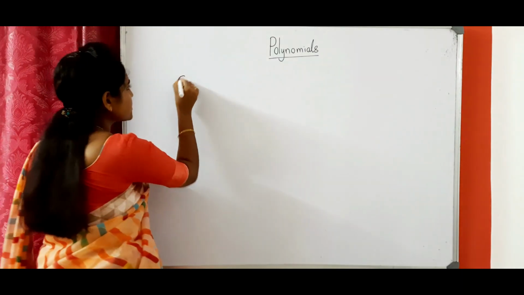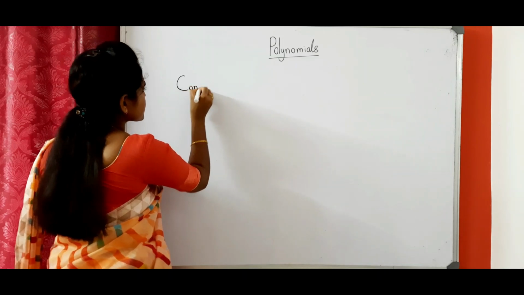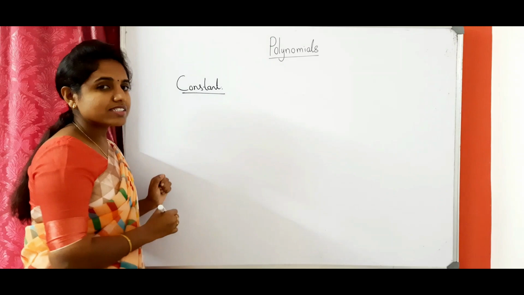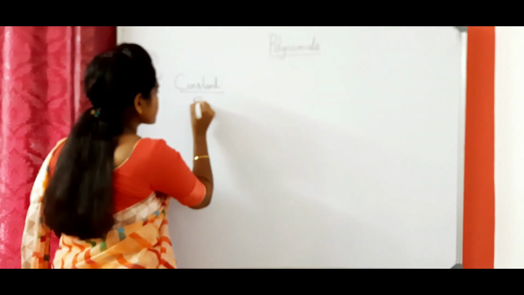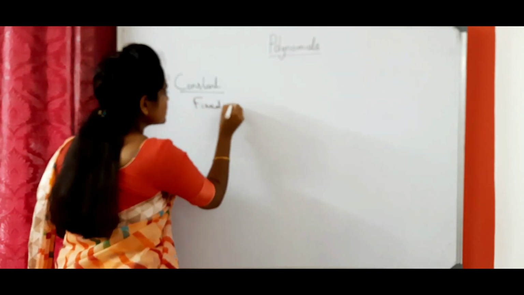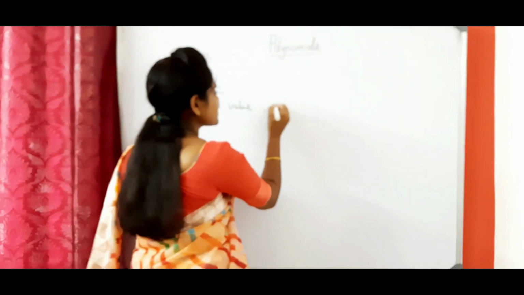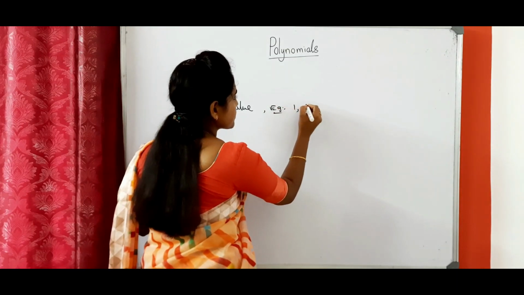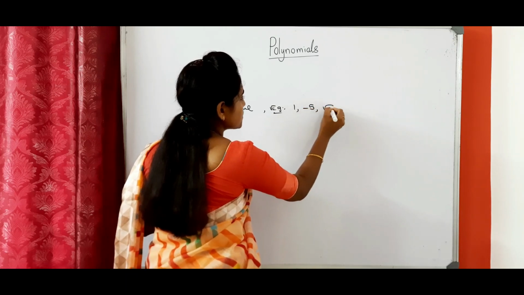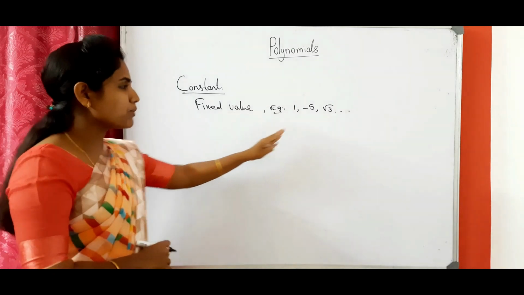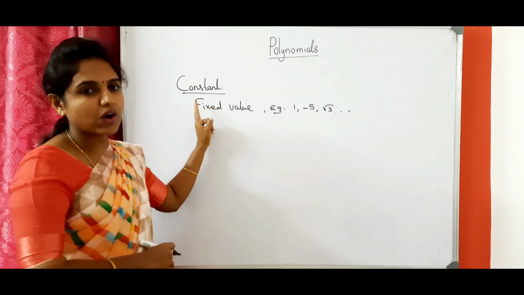First we have to know the constants. What is a constant? Constant is a fixed value. Fixed value means a number. Example: 1, -5, √3. These are fixed values. So fixed value means numbers, that is called a constant.